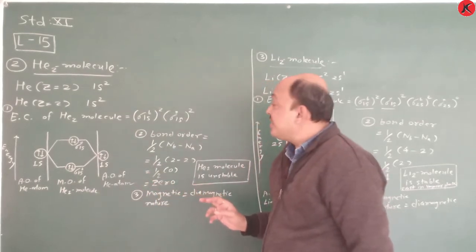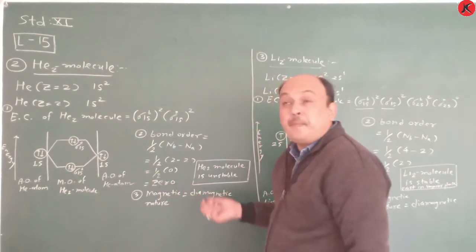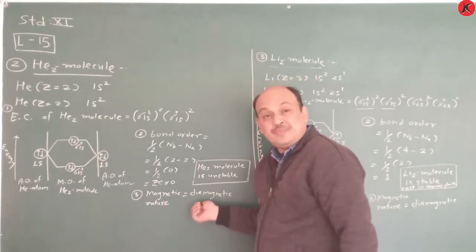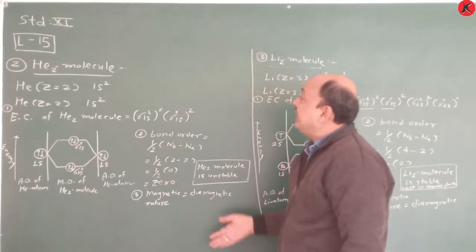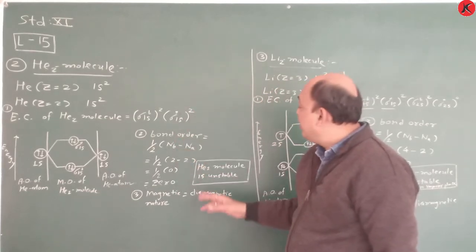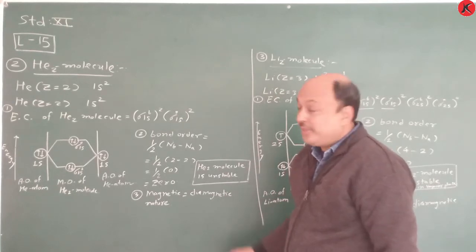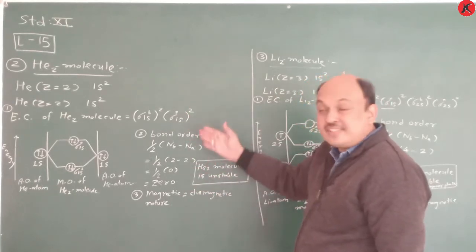Doubly electron is there, no single electron, no unpaired electron is there. Remember it this way. So the magnetic nature is diamagnetic. This is a very easy topic, and the He2 molecule does not exist. This type of question may be asked, so write this one completely. Take a screenshot of this.